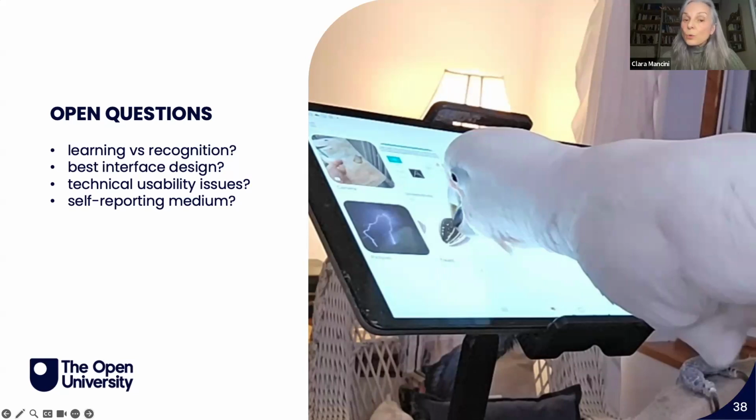If we could answer all these questions, could this kind of tool become a reliable means for birds to self-report, at least for this particular species of bird?